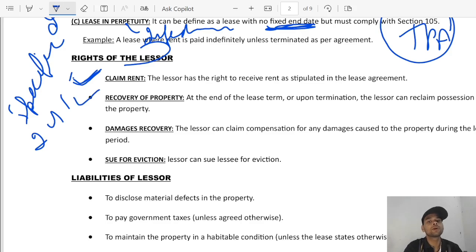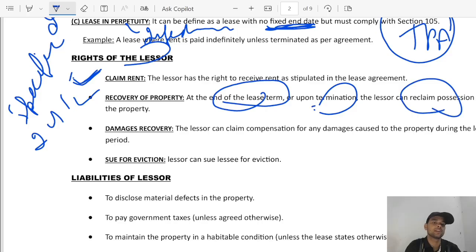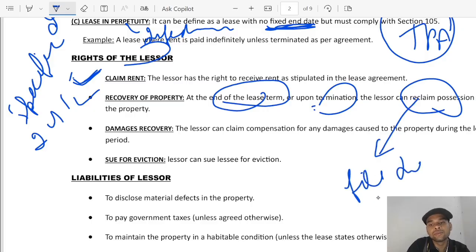Second, recovery of property upon the termination of the lease or the end of the lease term. The lessor can reclaim the possession of the property. If the lessee declines to return the possession, then the lessor can file a suit of eviction.